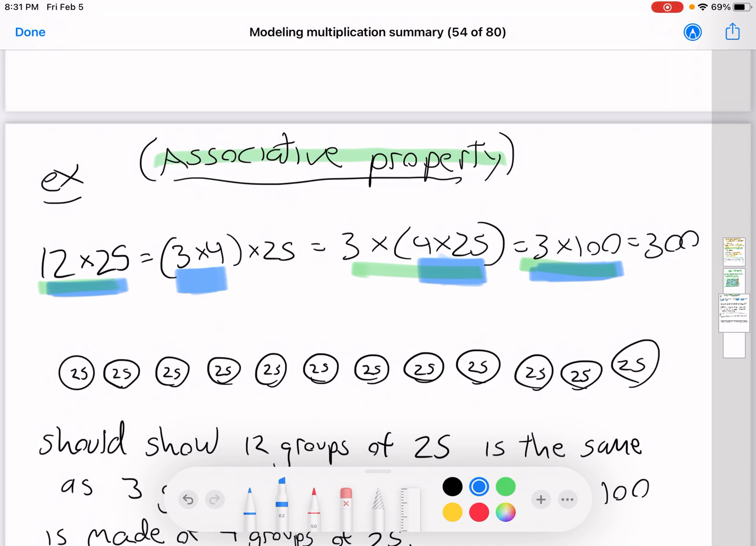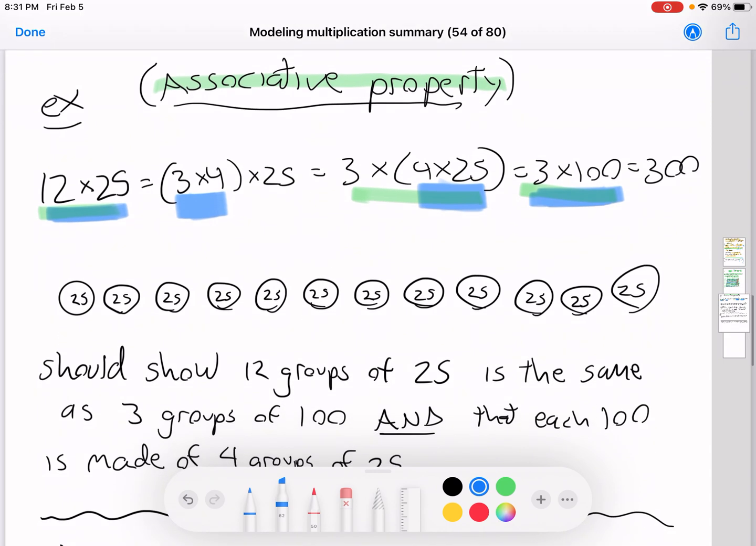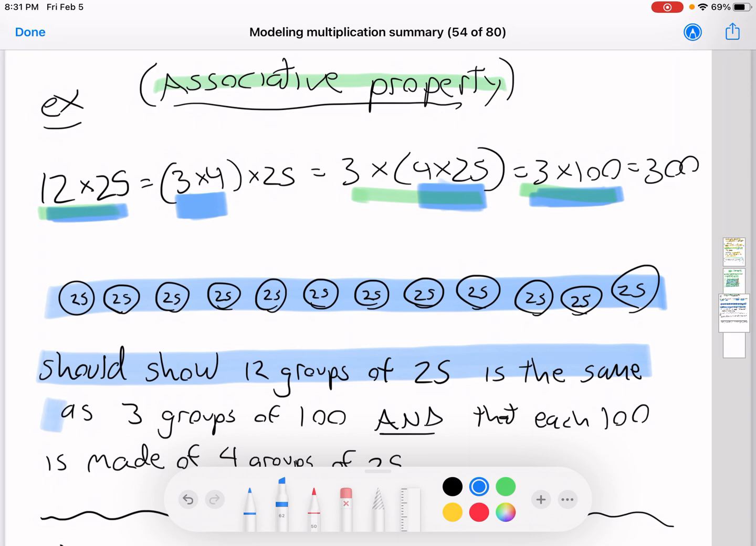So again, the model should show the original problem, so clearly I can see 12 groups of 25. You could think of these as 12 quarters, 25 cents, or just 12 25s. Each circle represents 25, and I've got 12 of them. But I need to show that my 12 groups of 25 is the same thing as 3 groups of 100. Right, so if we get rid of all of this extra stuff up here, we have 12 groups of 25, and I want to show that that's the same thing as 3 groups of 100.